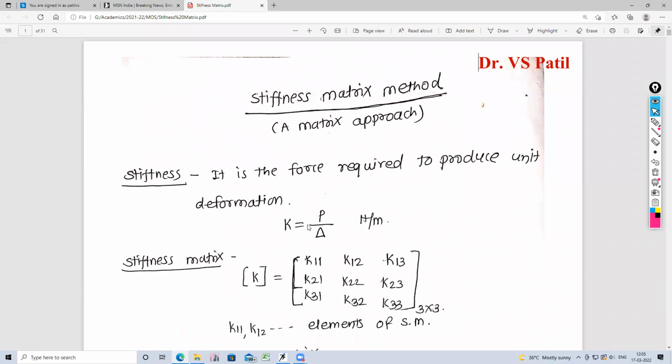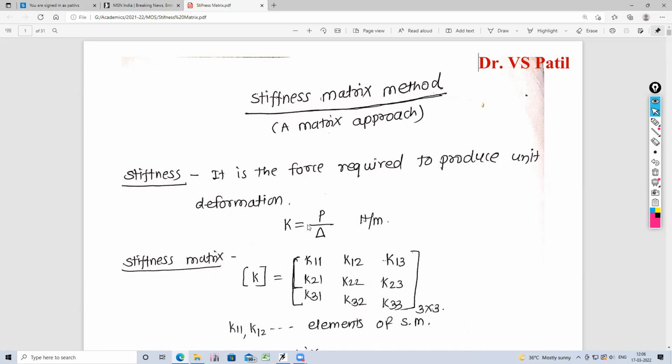Now, in this particular part, I'm going to explain how to generate a stiffness matrix and what the stiffness matrix method is to analyze a structure. This method, which is based on a matrix approach, can be used to analyze indeterminate structures like continuous beams, portal frames with and without sway, and so on.